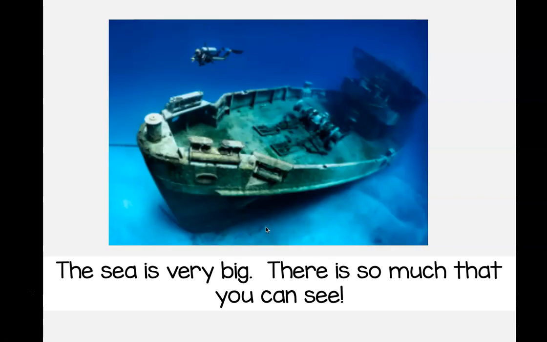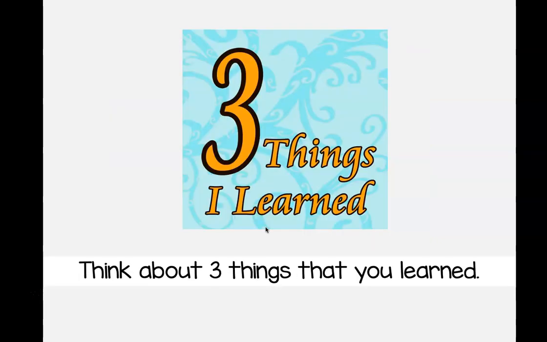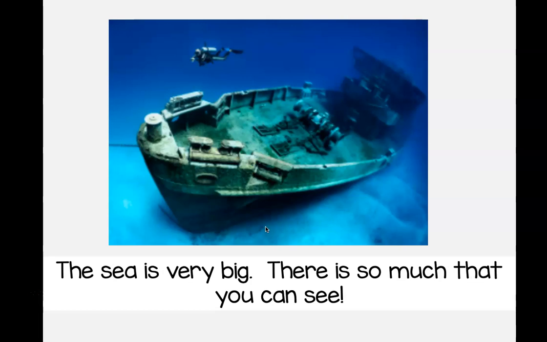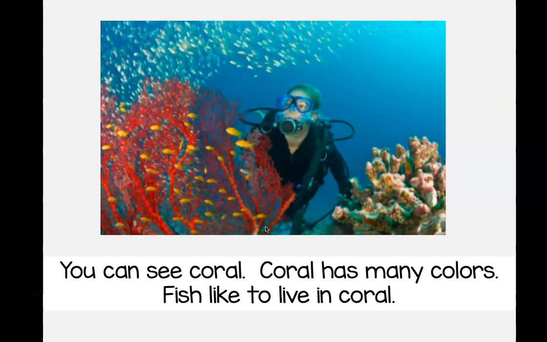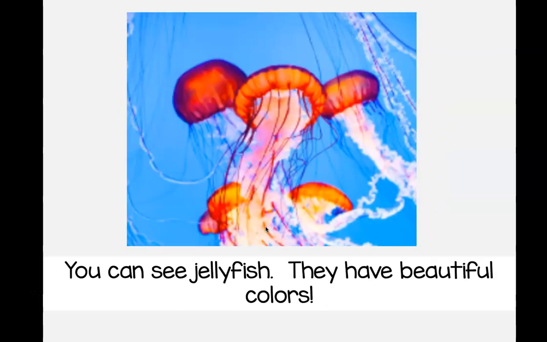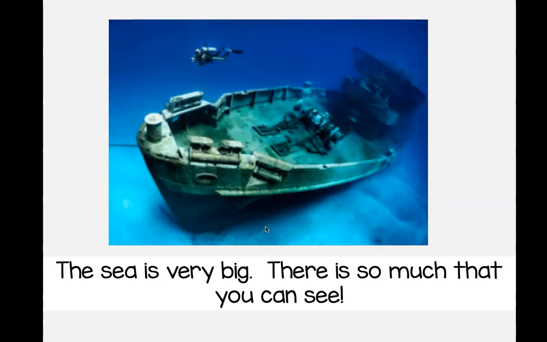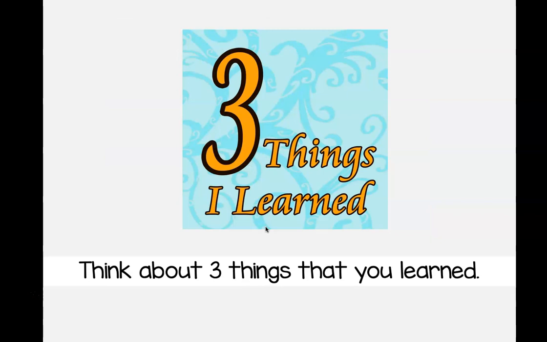The sea is very big. There's so much that you can see. So since this is informational, can you think about 3 things that you learned? You know, you can always look back in a book and look at the pictures and remember, and even looking at the words, there are 3 things that you learned. Remember, we said we were going to collaborate with a partner. If you have mom or dad or grandma or grandpa, someone sitting with you, tell them 3 things you learned about this book. Pause the video.